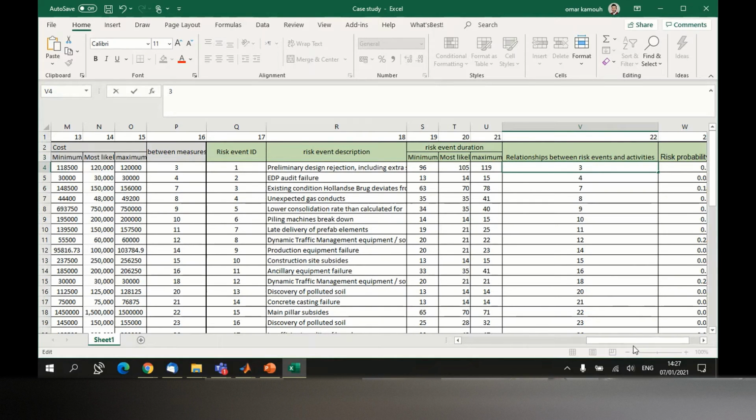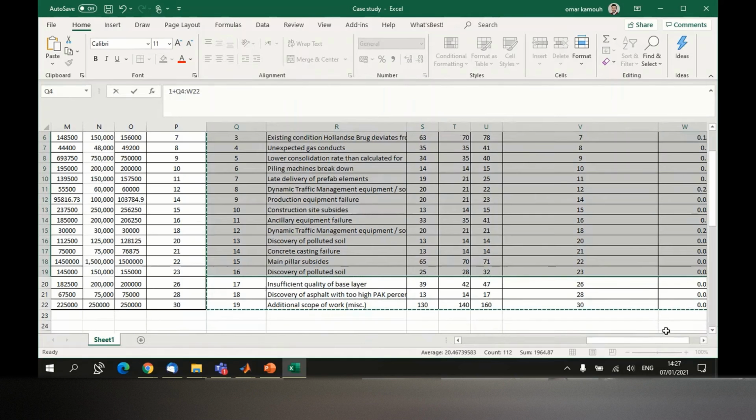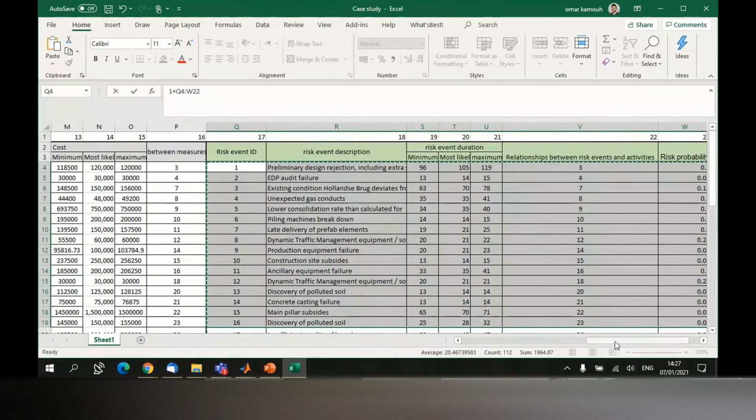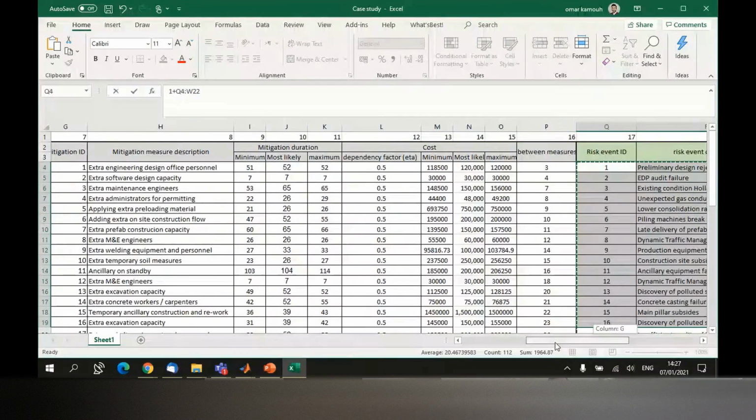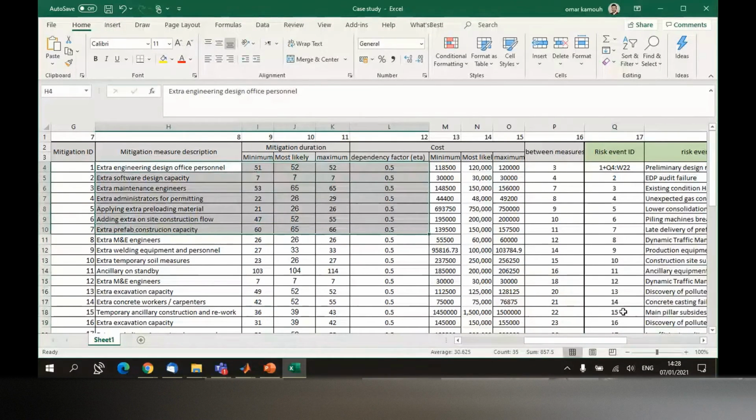Okay, that's pretty much everything about the data. So you have data about activities, data about mitigation measures, and data about the risk event. Of course, if you don't want to include your risk event, then you just remove these numbers. You delete them if you don't have risk, but usually you do have risk. You could also run your simulation without mitigation measures. You can play with it.